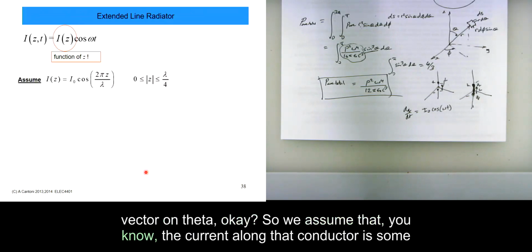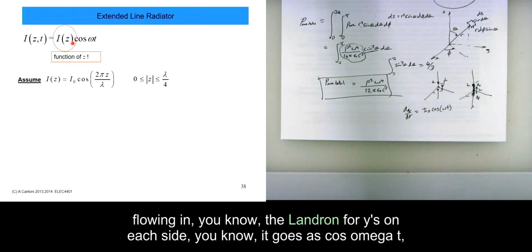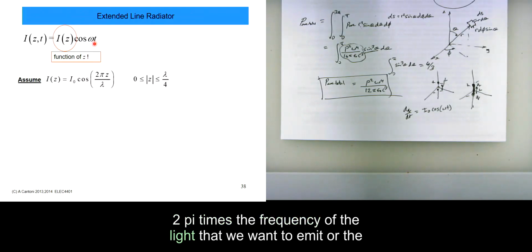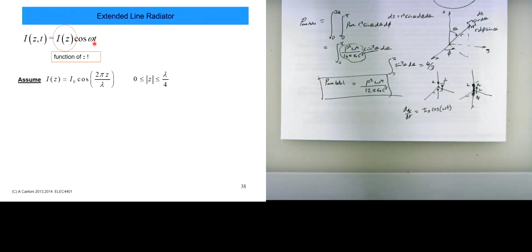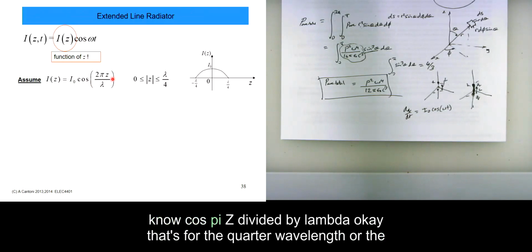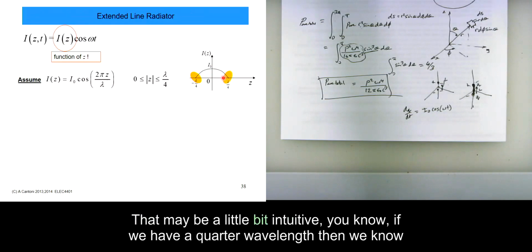So we assume that the current along that conductor is some function of Z. We assume that the current flowing in the lambda on 4 wires on each side goes as cos omega t, where omega is 2 pi times the frequency of the radiation we want to emit. And we assume that I of Z is I naught times cos of pi Z divided by lambda. That's for the quarter wavelength, or half wavelength, emitter. So there's this distribution of I naught, and that may be a little bit intuitive.